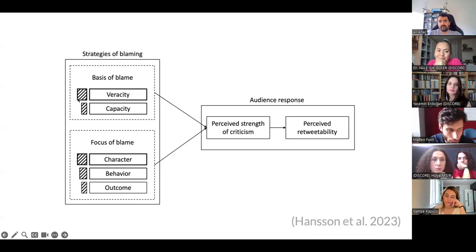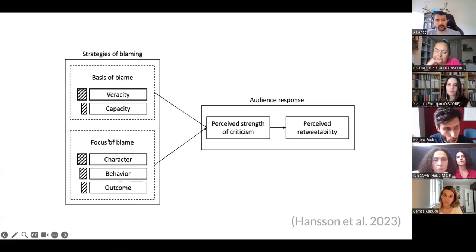And this is a diagram showing our predictions. So we hypothesized that tweets blaming a politician for lying, so veracity, are going to have a stronger effect and be perceived as more negative than those blaming the politician for their lack of competence. And this is based on the trust literature, which I don't have time to go into, but I can discuss later in the Q&A after this.